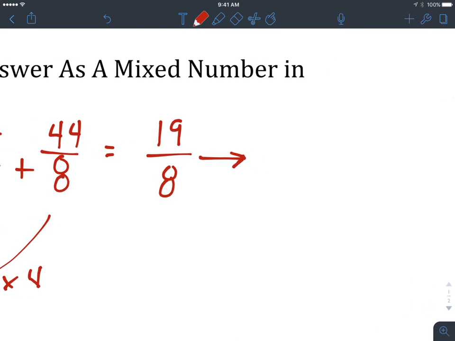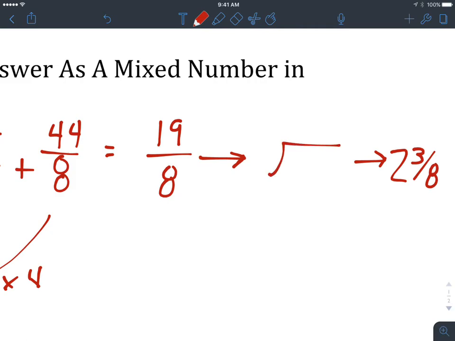Now I encourage you to do some mental math. So you've got to ask yourself in this case, because we're going to divide, how many times 8 goes into 19. 8 goes into 19 2 times, which is 16, and 19 minus 16 gives you a remainder of 3. So that would give you an answer of 2 and 3 over 8.